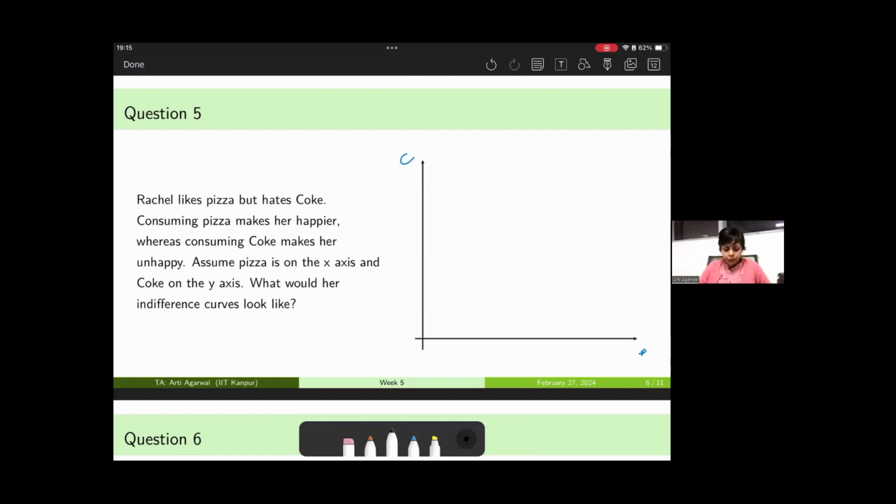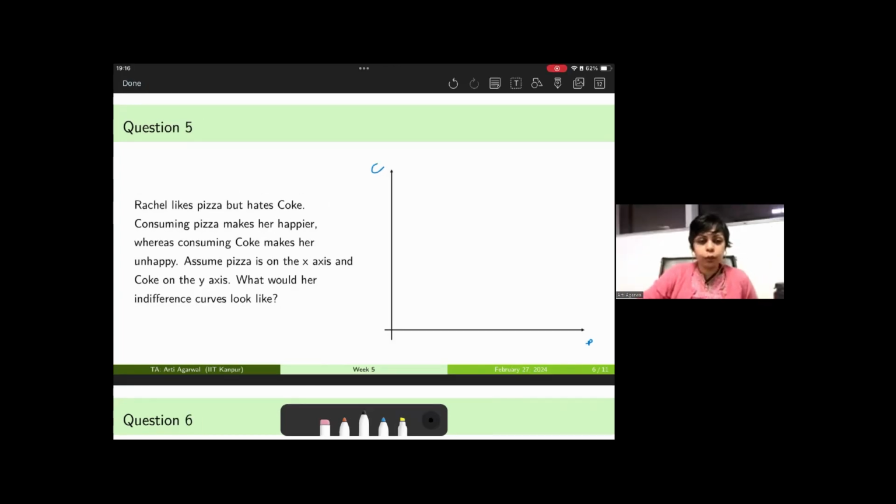Right, so I'll give you 2 minutes to think, and then if you have drawn it somewhere, you can just post the picture on the chat. I will just look at your diagram. There's an option to send a file on the Zoom chat, so you can do that. I'll just mute myself for 2 minutes. You can think and answer in the chat.